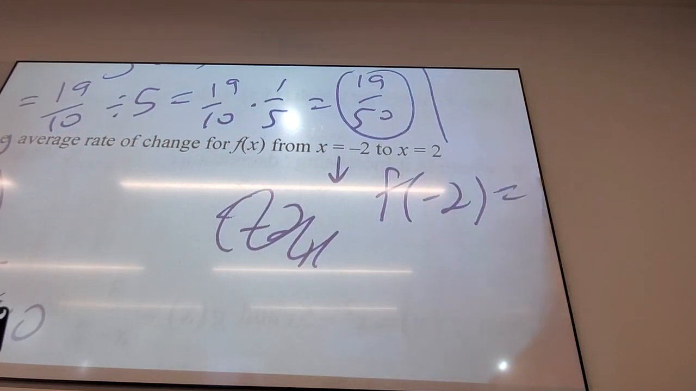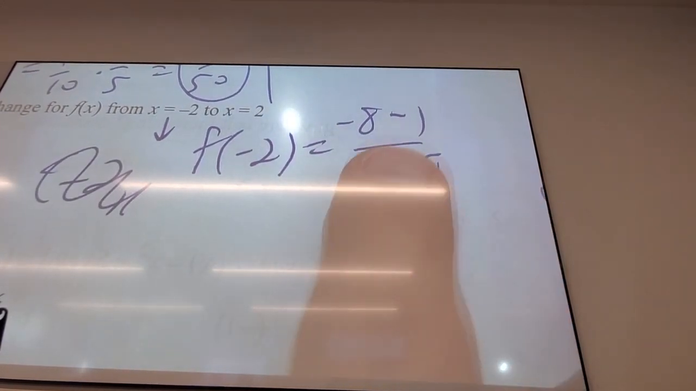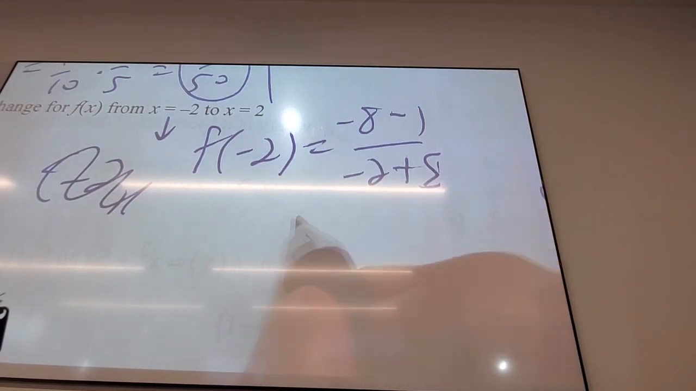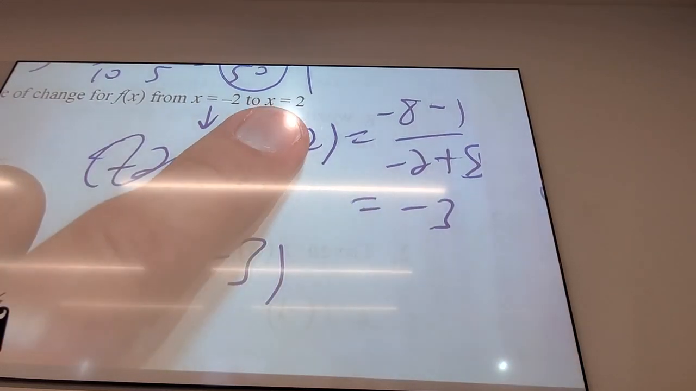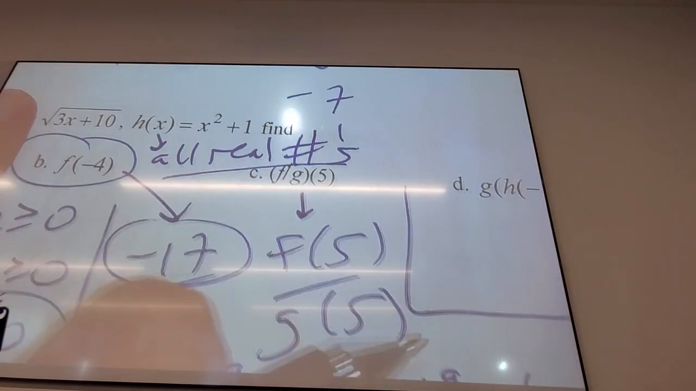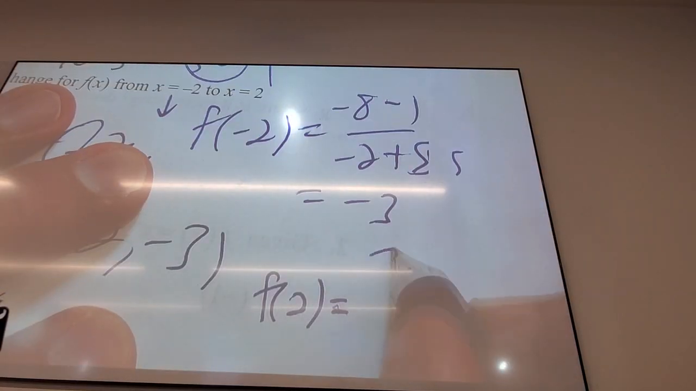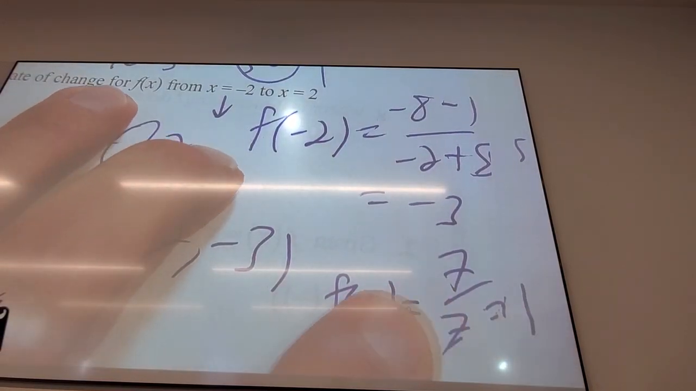F of negative 2 is negative 8 minus 1 over negative 2 plus 5. Right? Poor little 5. That's negative 9. That's 3. What's negative 9 divided by 3? Negative 3. So I get the point negative 2, negative 3. Now what's f of 2? That'll be 8 minus 1 is 7 over 2 plus 5 is 7, so I get 1.